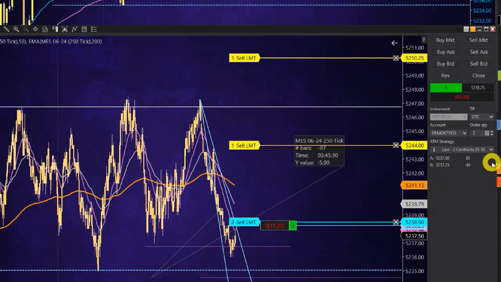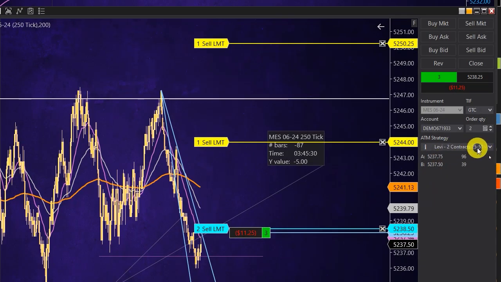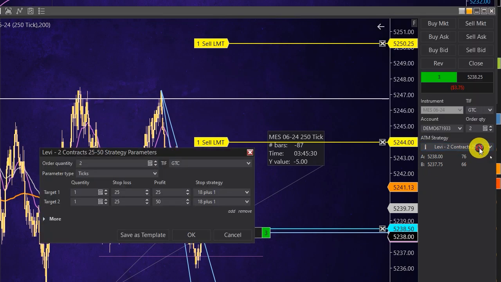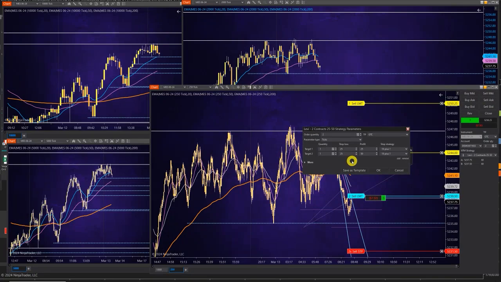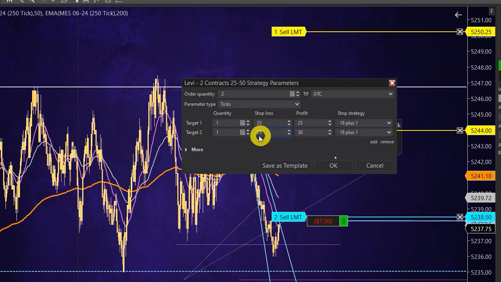So over here on the ATM strategy, let's look at that. We got our profit targets set right here, as you can see, and our stop loss is set for both. Target 1, target 2: stop loss 25, 25, profit target 25, and then 50.